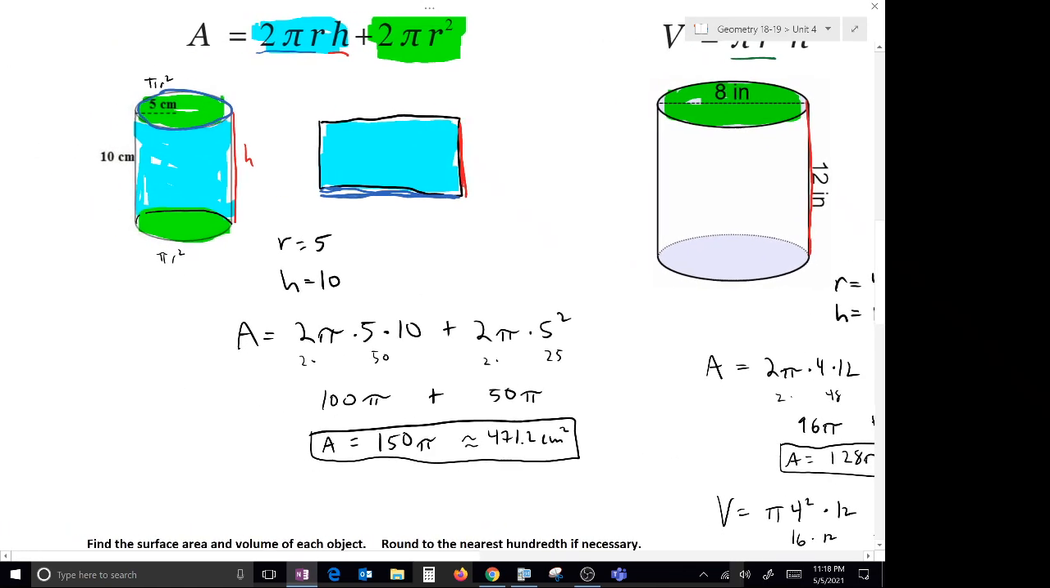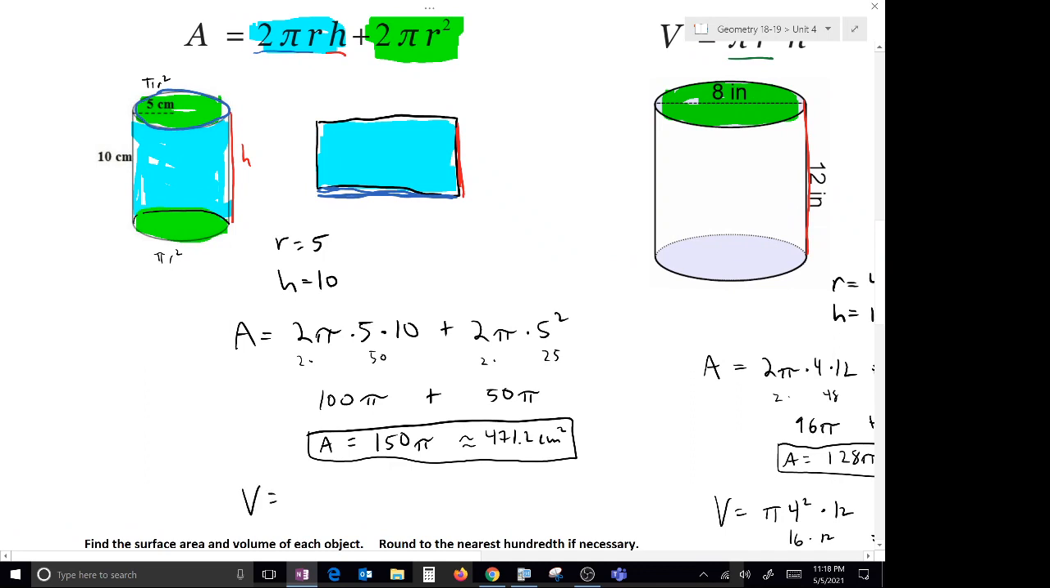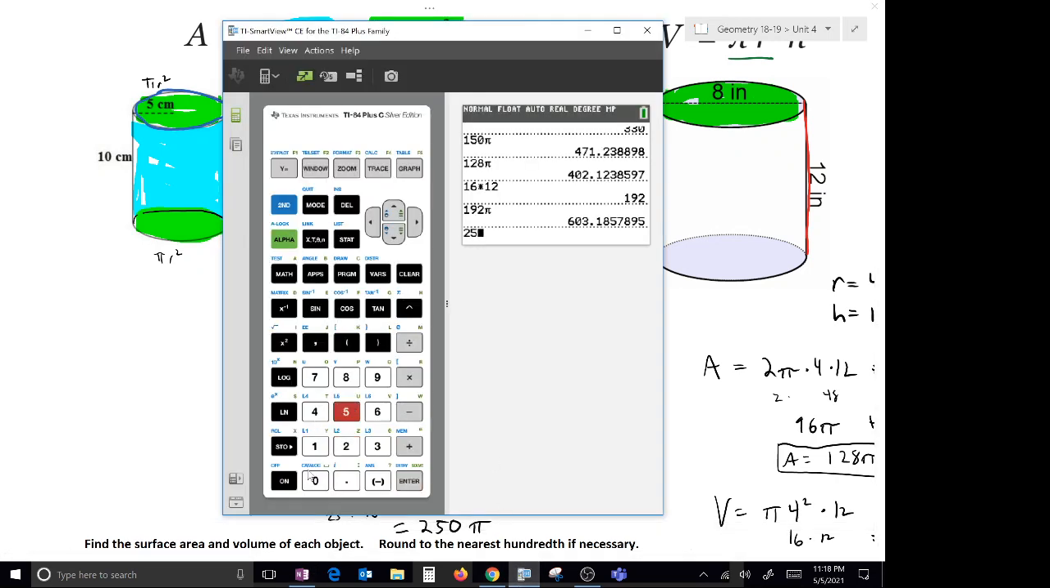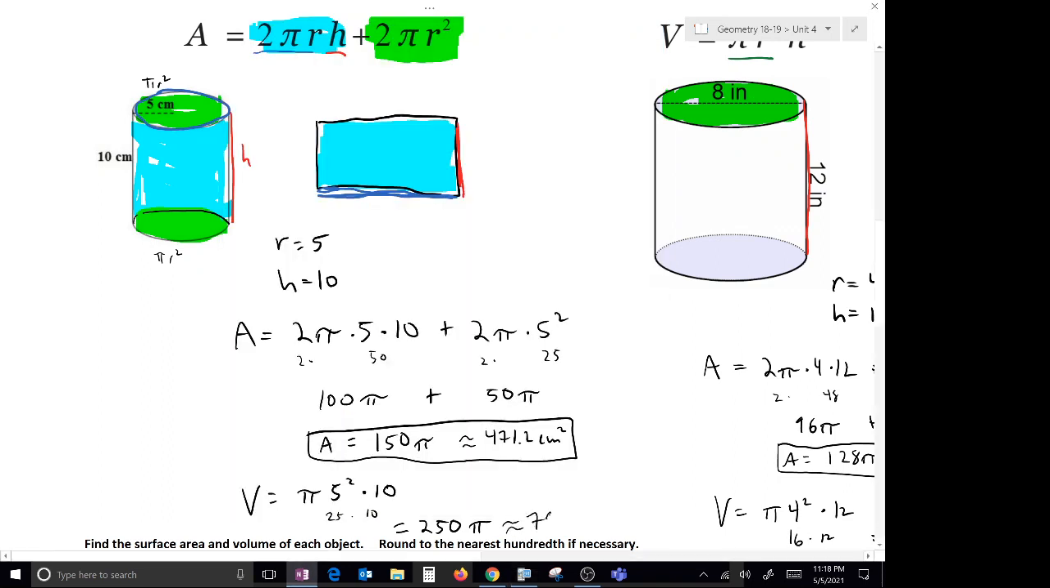And if we finish up with our last one, same thing, volume is going to equal pi times 5 squared times 10. 5 squared is 25 times 10 is going to give us exactly 250 pi for our volume, which is approximately 785.4. And our units are cubic centimeters.